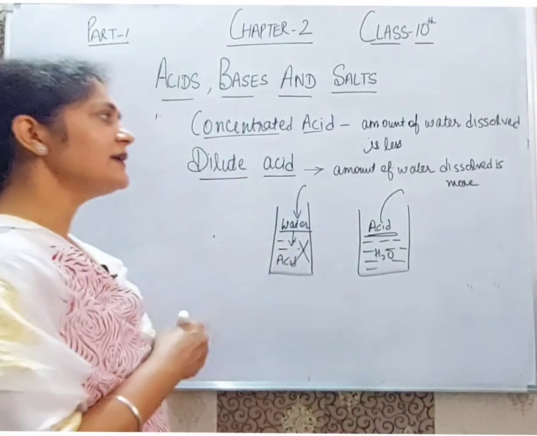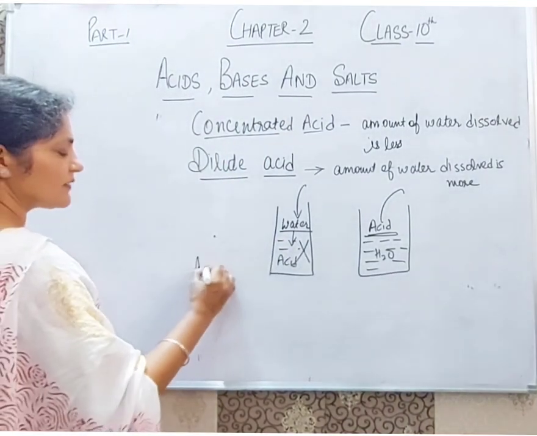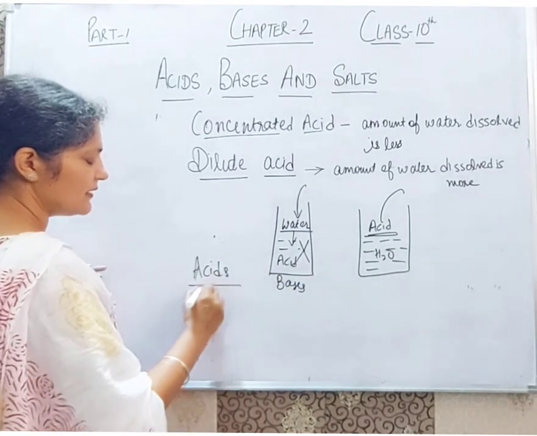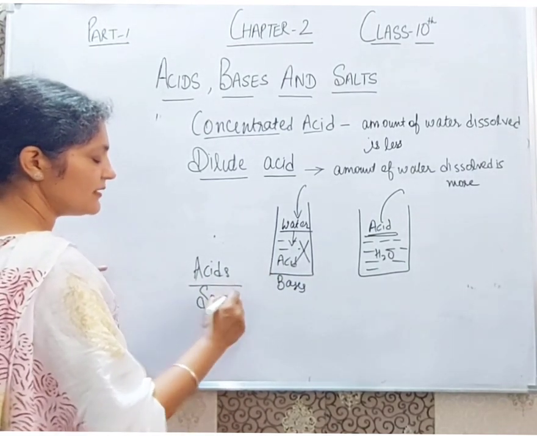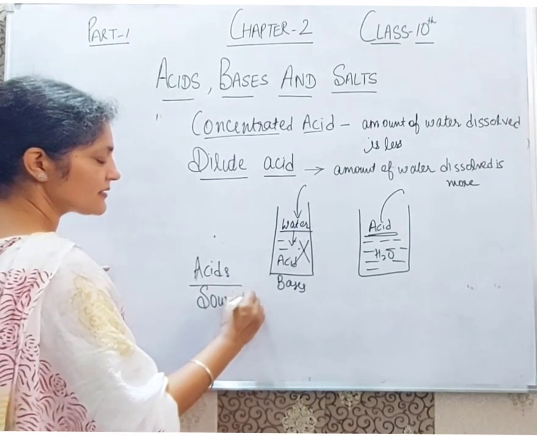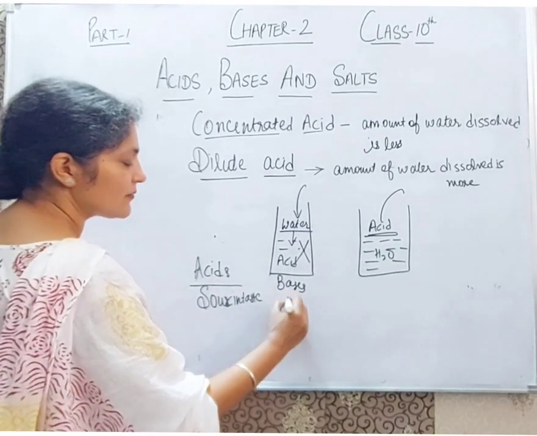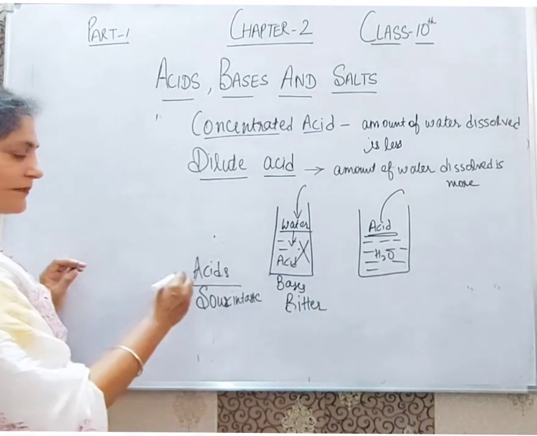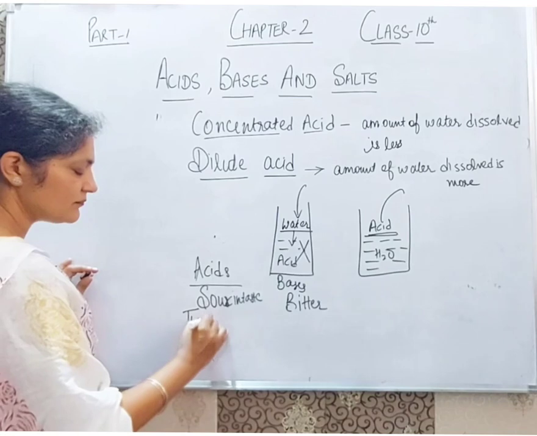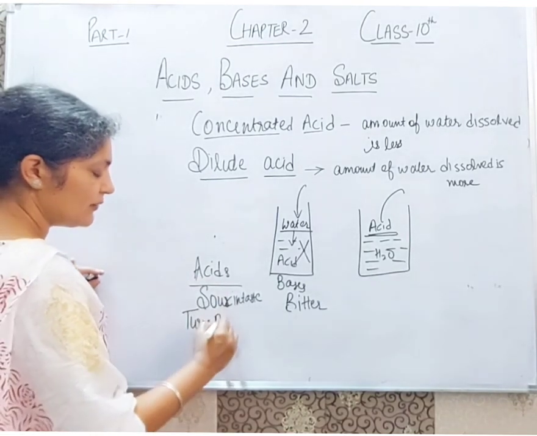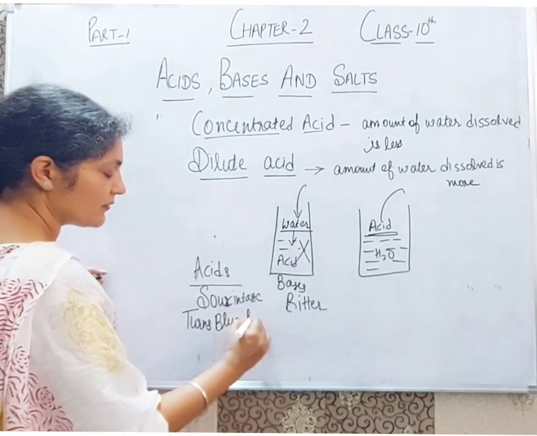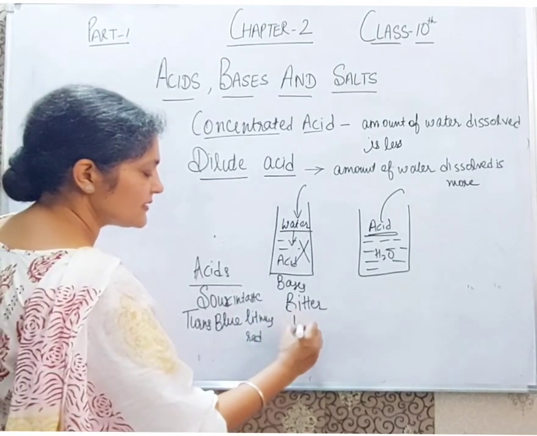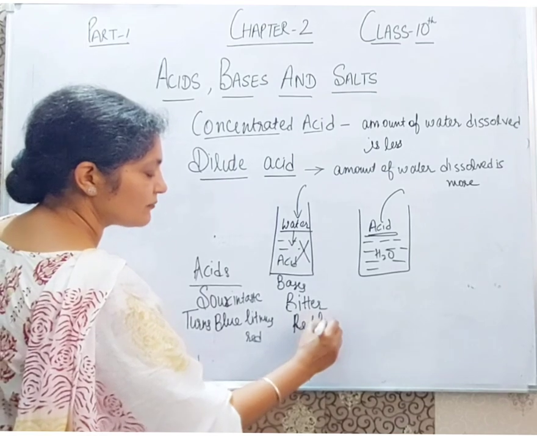Now the second thing is the difference between acids and bases. Acids are sour in taste, and bases are bitter in taste. And acid always turns blue litmus red, and bases turn red litmus blue.